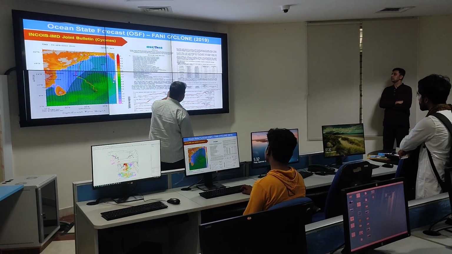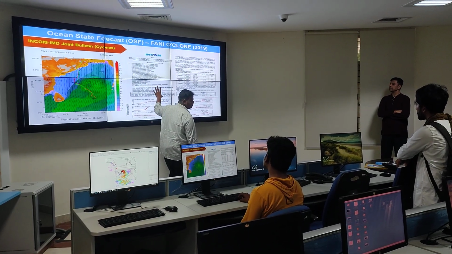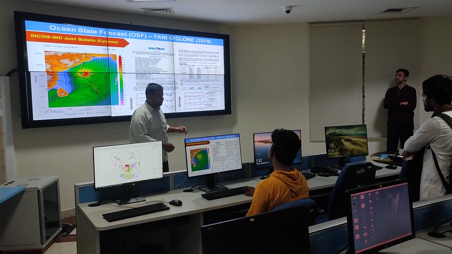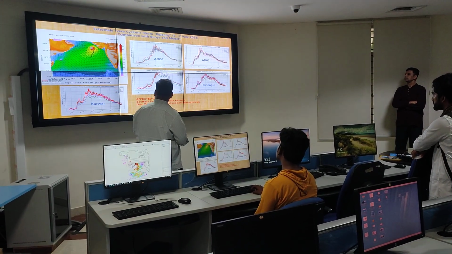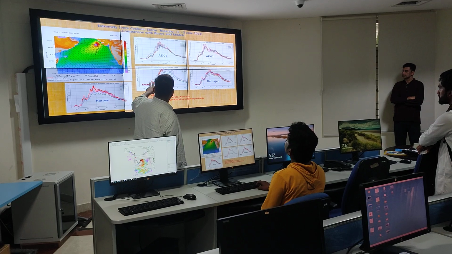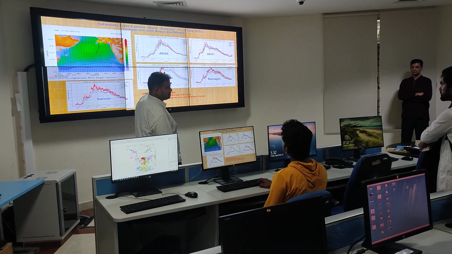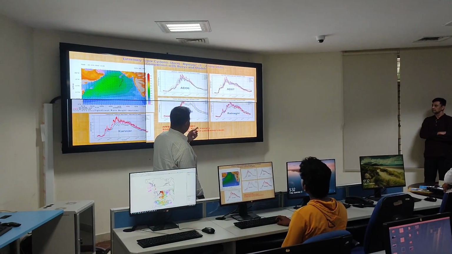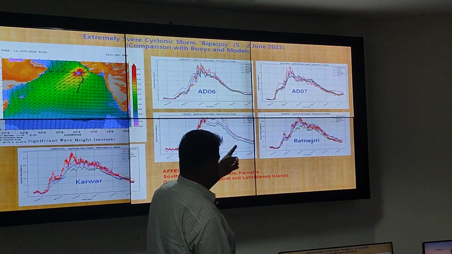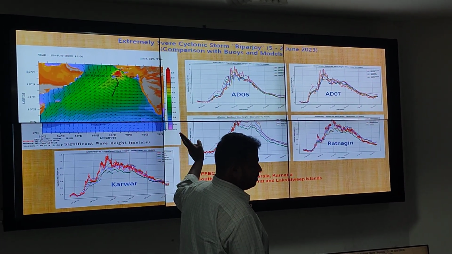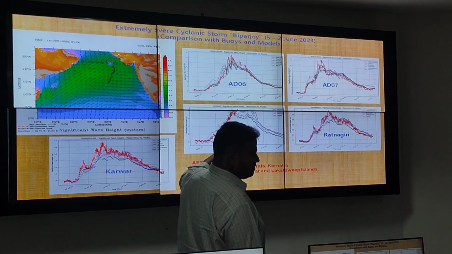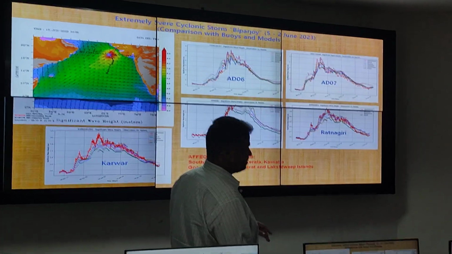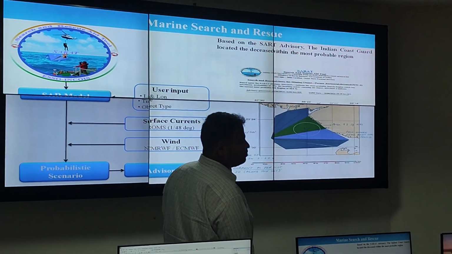So we put this wave height information in and send these joint bulletins to them, and we can also clearly see how our observations are matching with the forecasts. So this one is the latest prediction. During cyclone Biparjoy, we predicted these wave heights. In the coastal state as well as in the open ocean, our predictions are matching very well with the observations. So this is one unique tool we have developed.